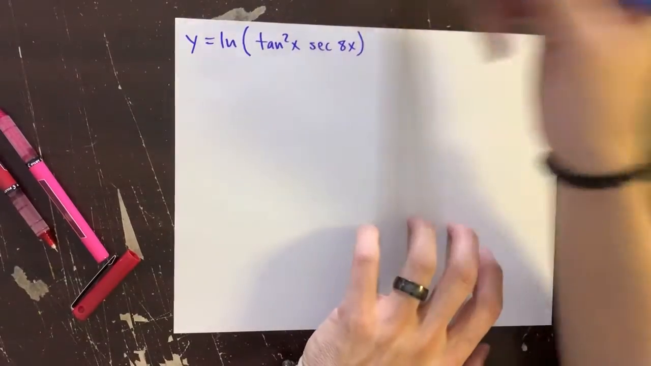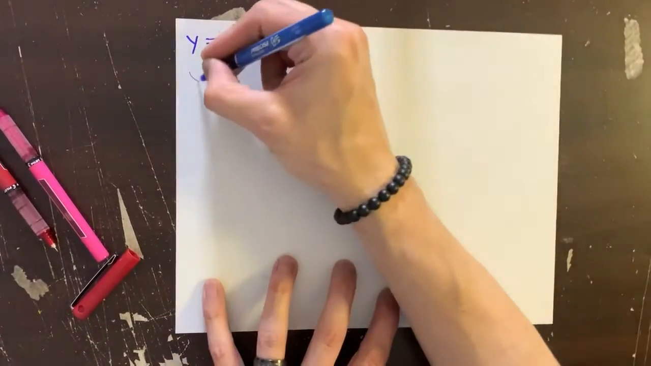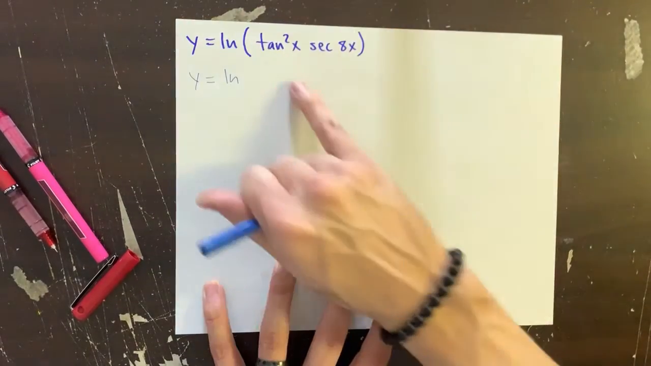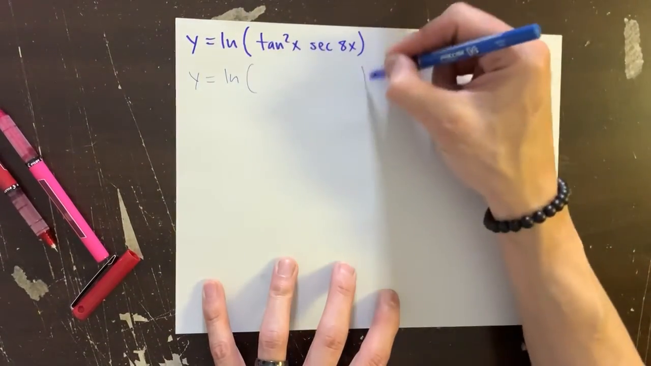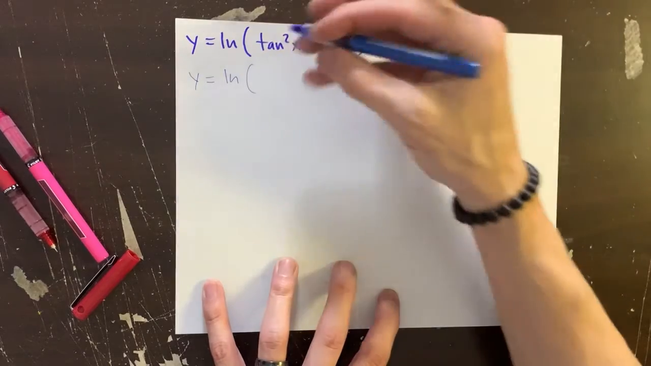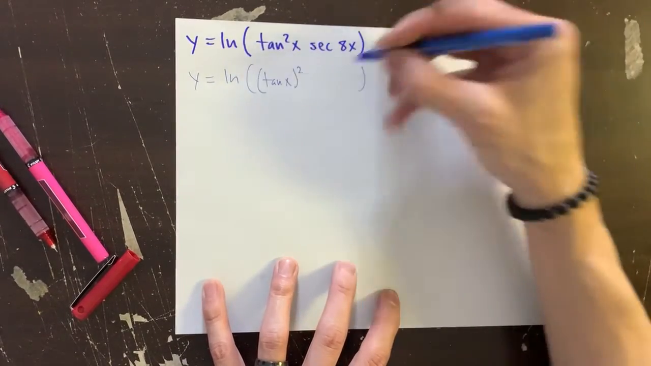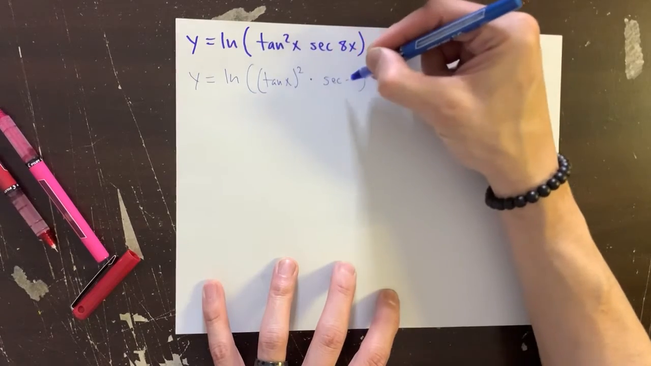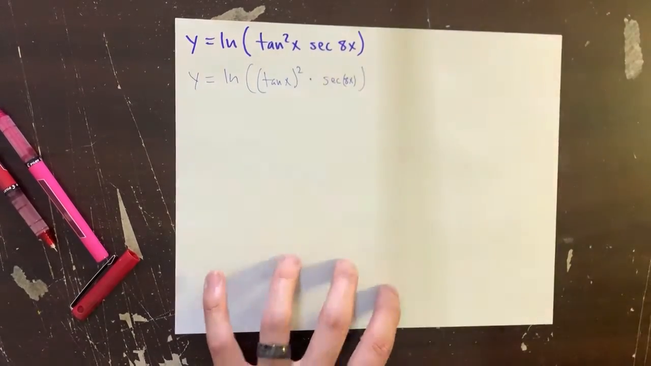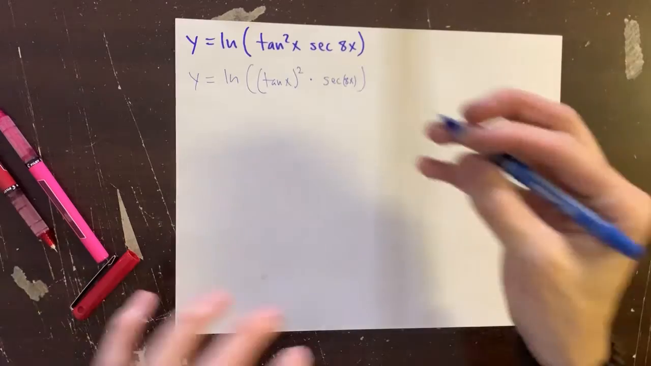Okay, so now we want the derivative of this one. But before I do calculus, I'm gonna do algebra. I don't like how that's written. That really bugs me. So what I'm gonna do is instead of tangent squared x, I'm gonna write it tangent x quantity squared. And then I'm gonna go times secant 8x, like that. Okay, so now let's begin the calculus here.